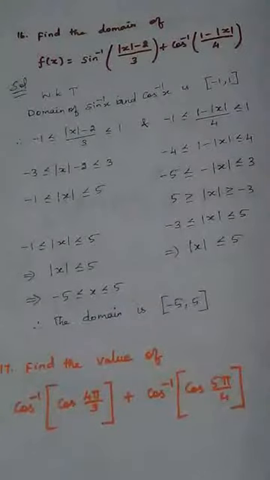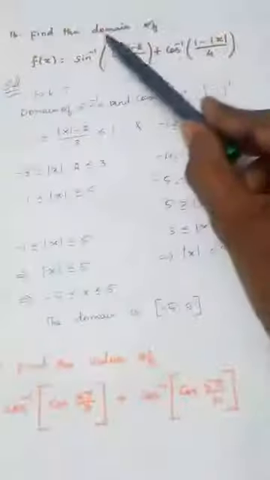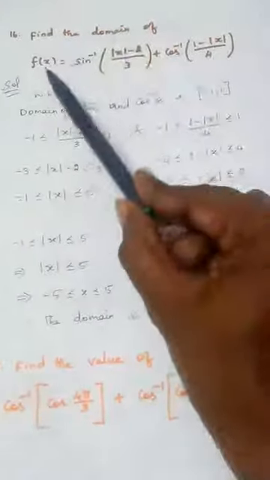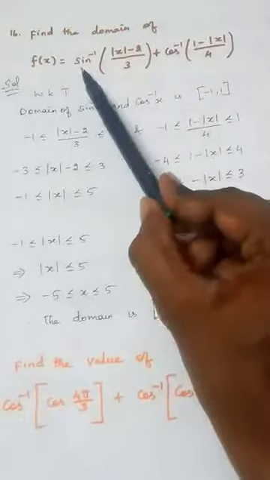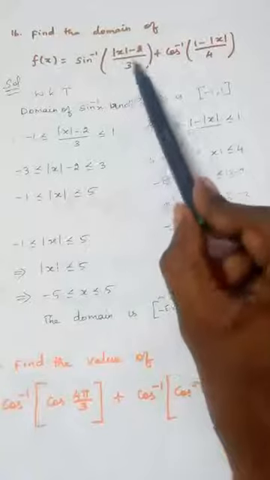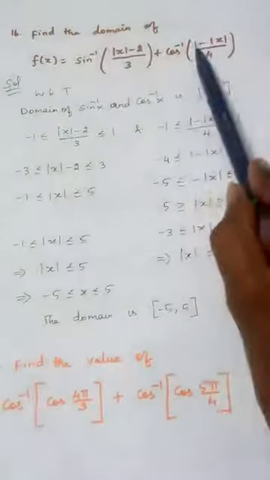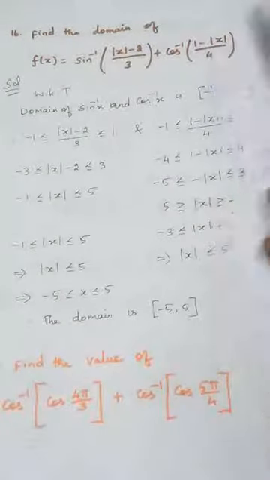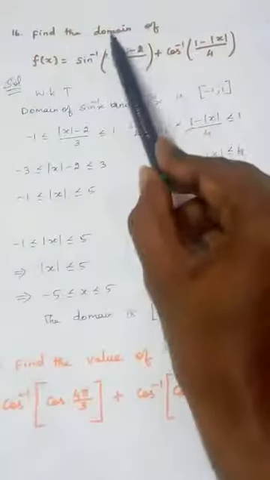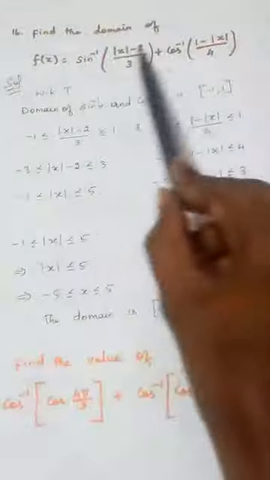Question number 16. Find the domain of f of x is equal to sine inverse of modulus x minus 2 by 3 plus cos inverse of 1 minus modulus x by 4. What is the meaning of the question? We need to find the domain of this function.